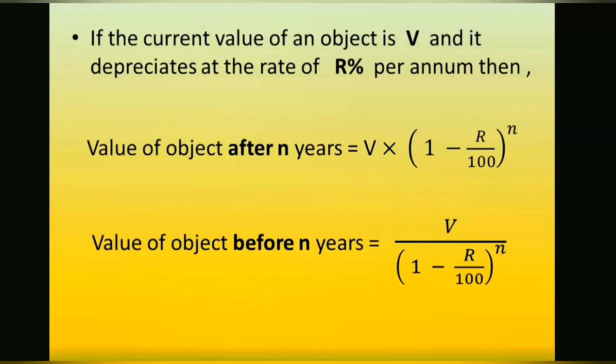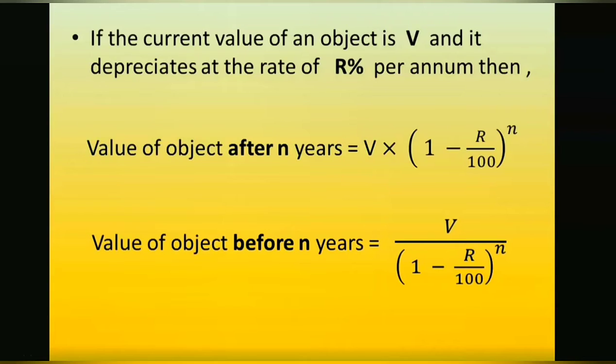Next is, if the current value of an object is V and it depreciates at the rate of R% per annum, then the value of the object after n years is equal to V into 1 minus R divided by 100, the whole thing raised to n. And the value of the object before n years is equal to V divided by 1 minus R by 100, the whole thing raised to n.